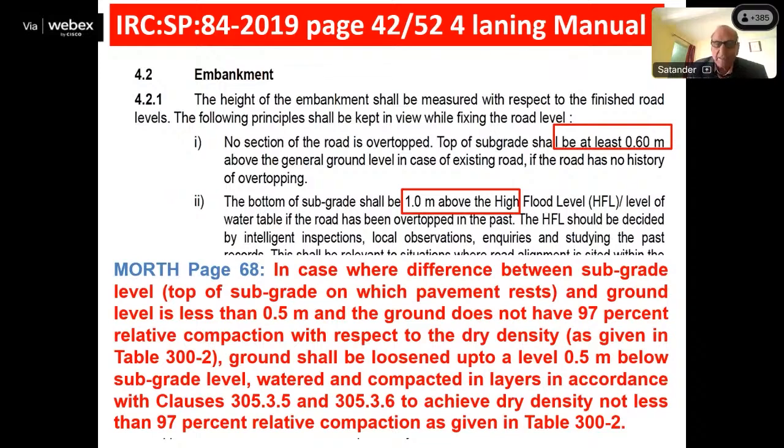Means your effective CBR will also be 10. Both will be 10 in that case. In that way, you can avoid this bottom of the subgrade portion. You can refer to this also.